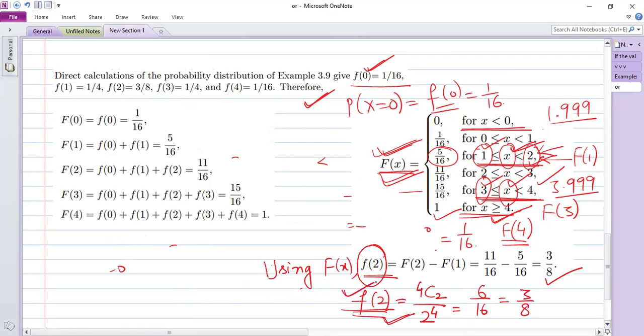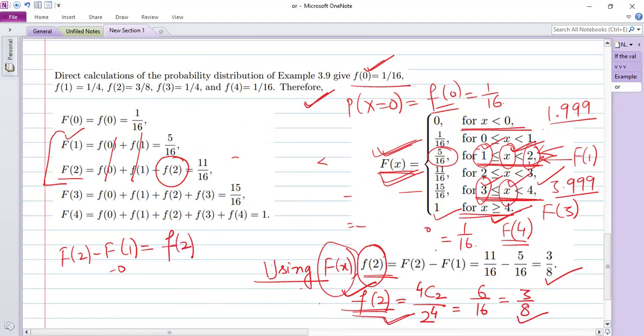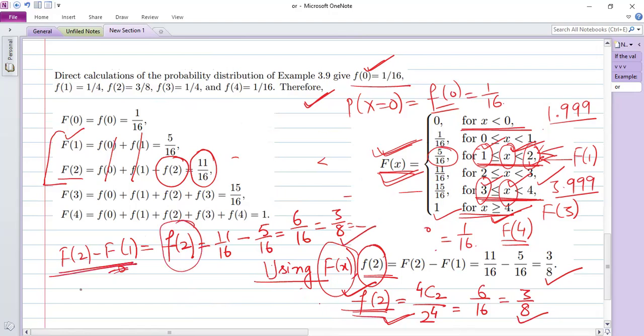So we already know the value of f at 2 is 3 by 8, but now we have to verify this, and moreover, we have to verify using CDF. For that, if you look here, we subtract F at 1 from F at 2. So here we will have F at 2 minus F at 1. This cancels, this cancels. So what will be remaining? This will be f at 2. So this will be 11 by 16 minus 5 by 16, and that will be nothing but 6 by 16, so 3 by 8. So that's how we have verified that f at 2 is 3 by 8, but using CDF.